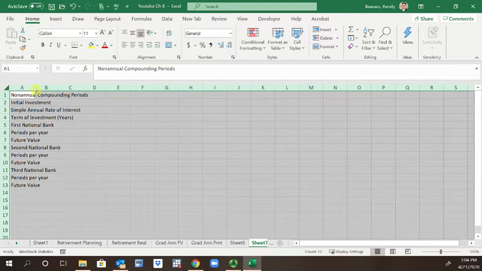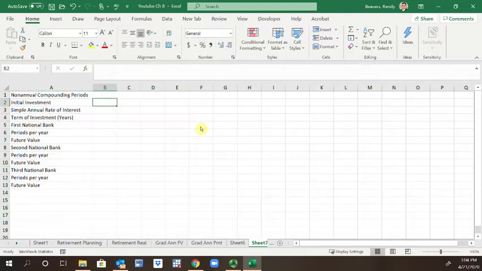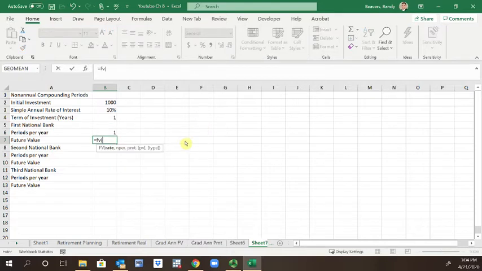All right, so our initial investment will be $1,000. I have 10% interest, and the term investment would just be for a year. First National Bank, they're just going to have one period per year, so their future value will be the rate. I'll go ahead and anchor that so I can copy it down in a second, comma, number of periods is going to be the year investment that'll be anchored, multiplied by what is directly above it for periods per year.